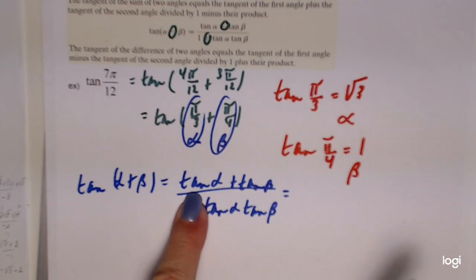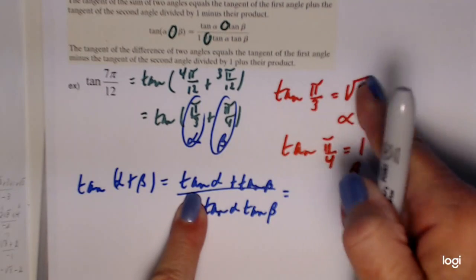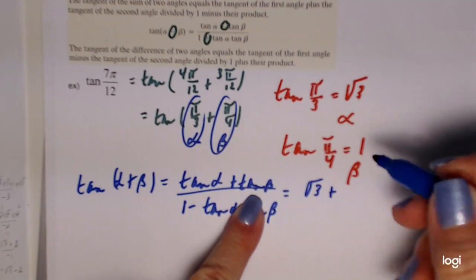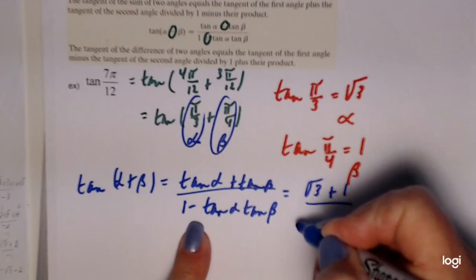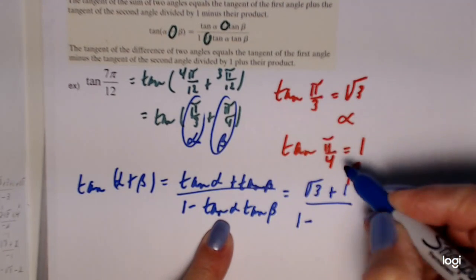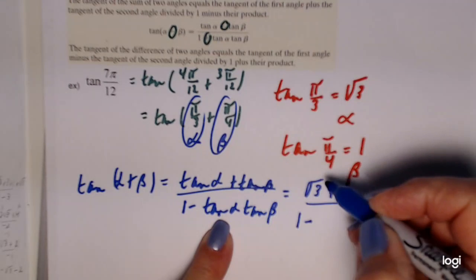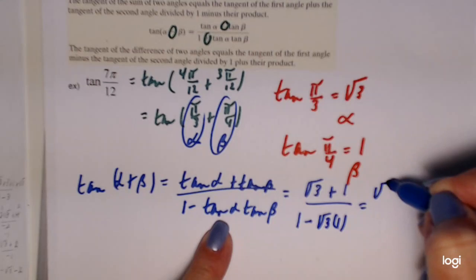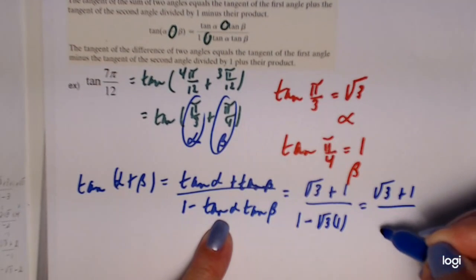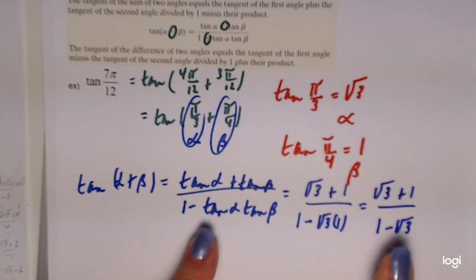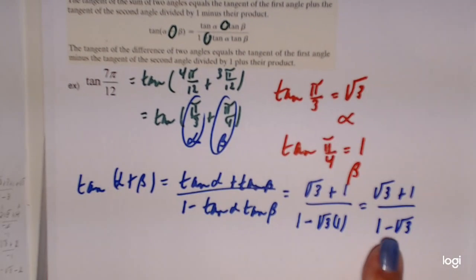So the tangent of alpha, that is radical 3. So we have radical 3 plus the tangent of beta, which is 1. There's our numerator. And then the denominator, 1 minus, now these two tangents multiplied, so we have square root 3 times 1. So this is square root 3 plus 1 in the numerator and 1 minus the square root 3 in the denominator. So this is the end of the trigonometry. This is our answer. There's a but here.